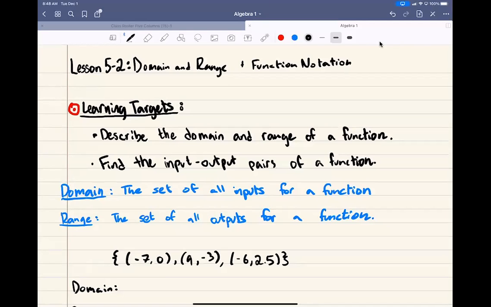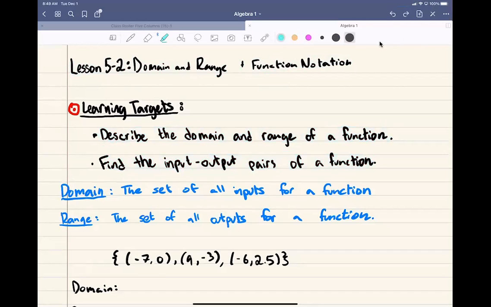Today we're going to go over lesson 5-2, domain and range. We're also going to cover a little bit of function notation because we're not going to spend a lot of time memorizing all of that. Our learning targets for today are going to be: describe the domain and range of a function, and find input-output pairs of a function.